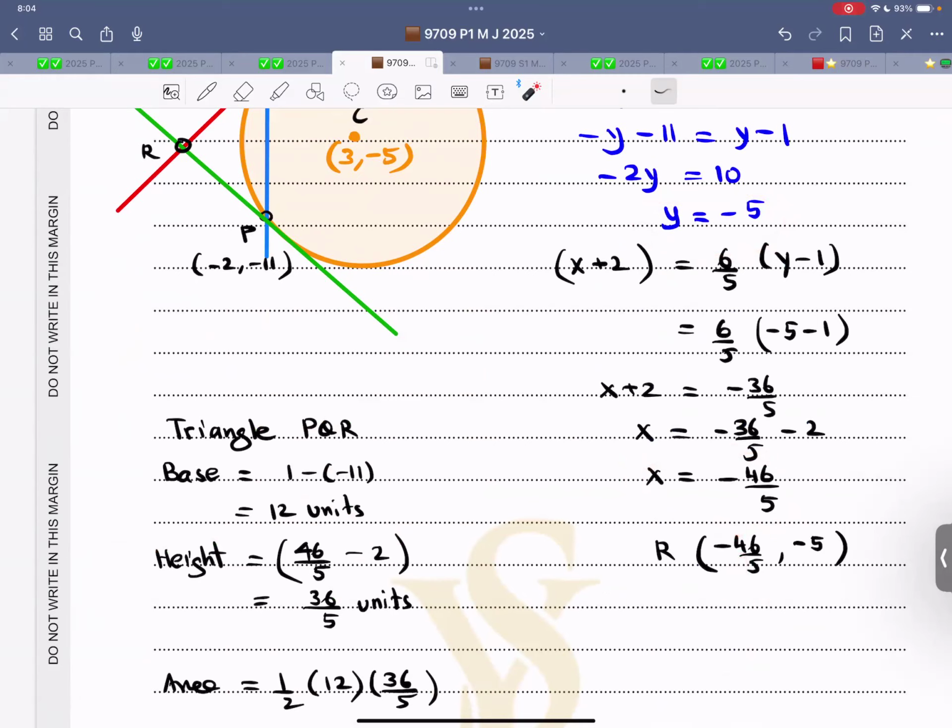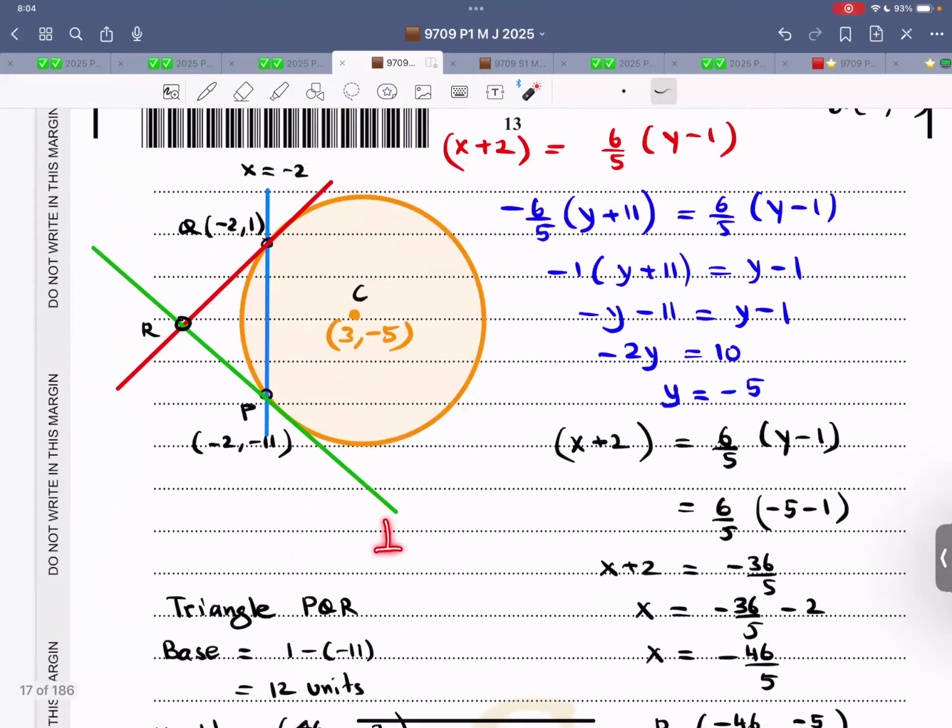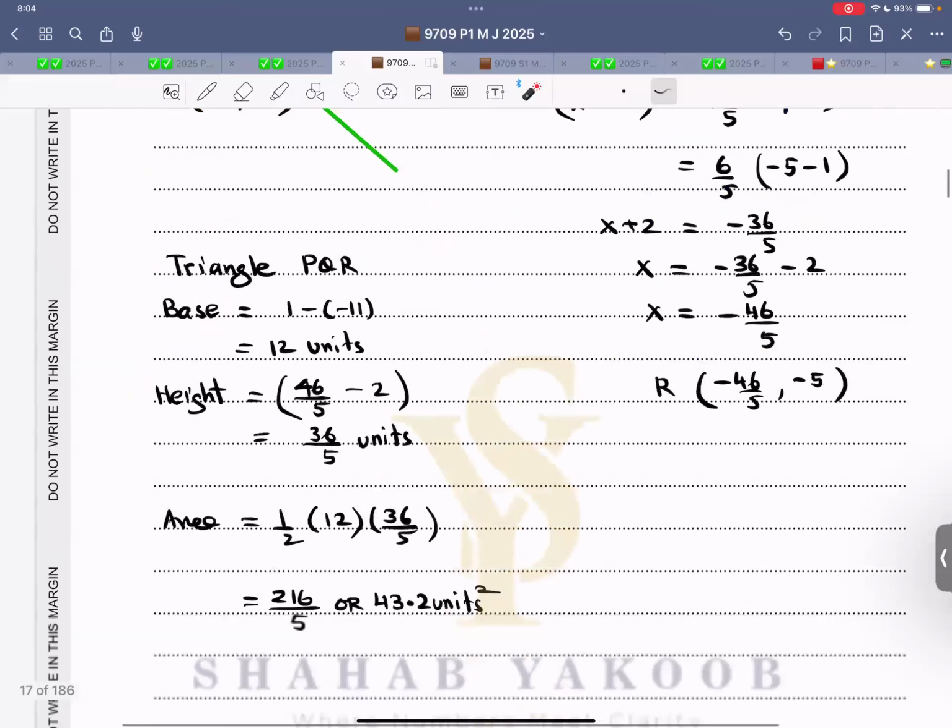Once you get the hang of it, you can either use that formula, half x1, x2, x3, x1, y1, y2, y3, y1, and then you can start from any point and go anti-clockwise. So let's say you start from this point and then you go anti-clockwise. But what I believe in is concepts. So this is 1, this is negative 11, this is 12 units. That's the base. And the x coordinate of this point is negative 2. This point is negative 46 over 5. So the difference between 46 over 5 and negative 2 is 36 over 5.